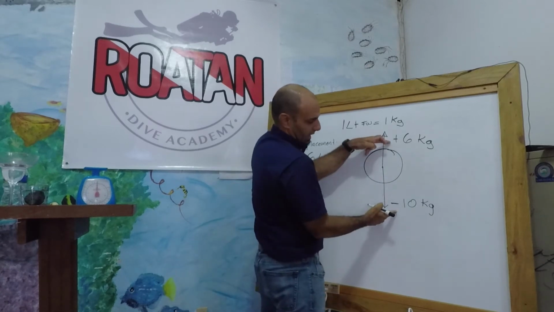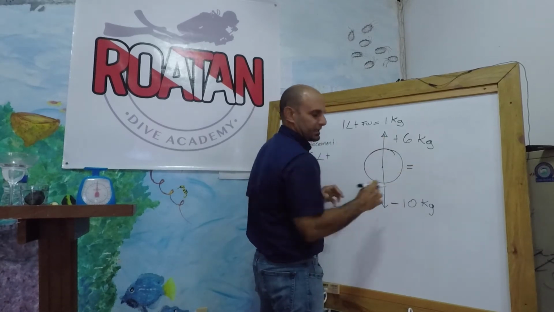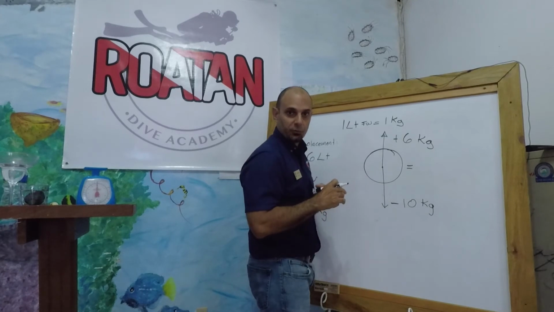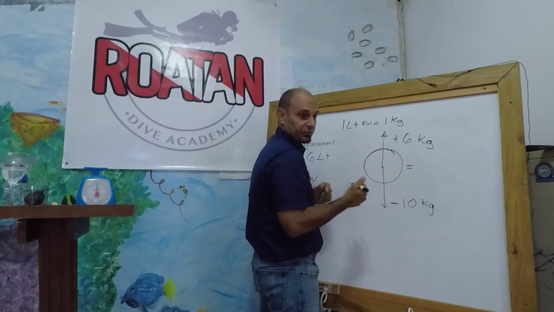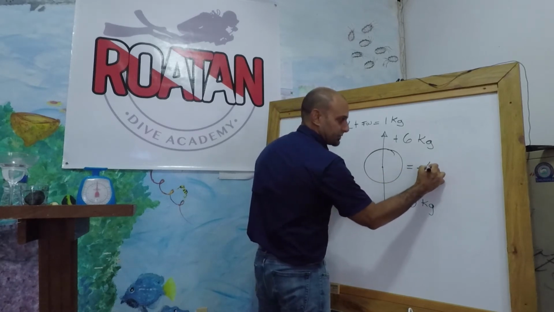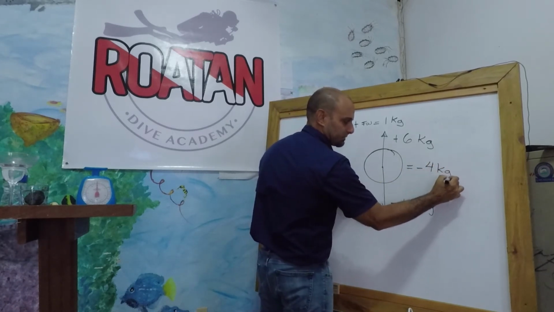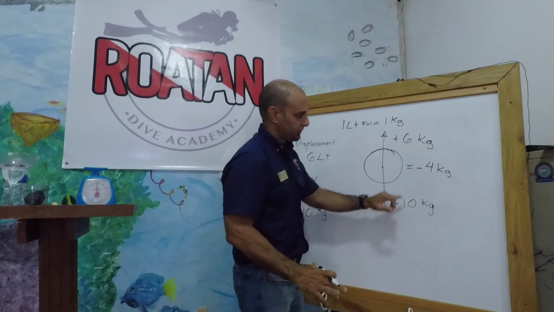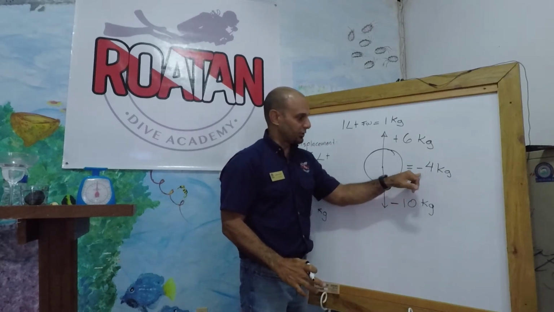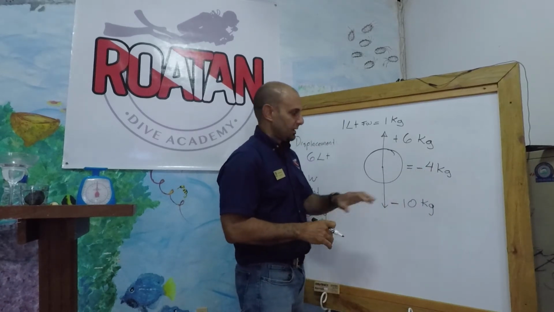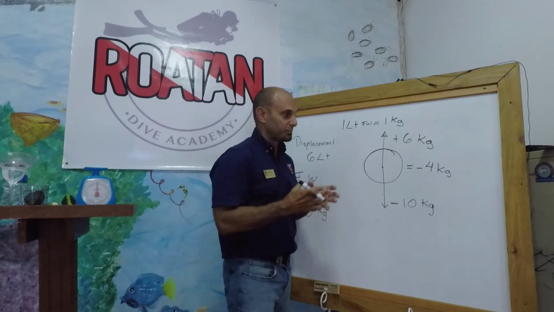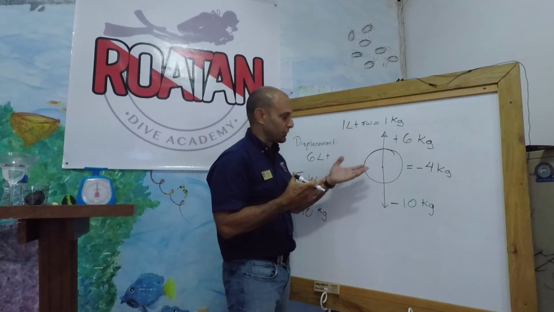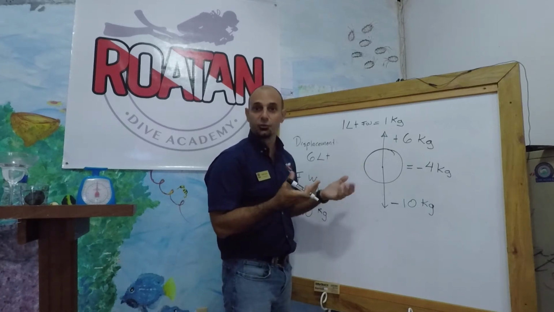So if we add up these two forces, what would be the result, the balance of the two forces? We have 10 negative and 6 positive. The balance would be minus 4 kilograms, because the negative force is larger. Okay, so the question is asking how much gas should be put into a lifting device to bring this object to the surface, to make it neutrally buoyant.